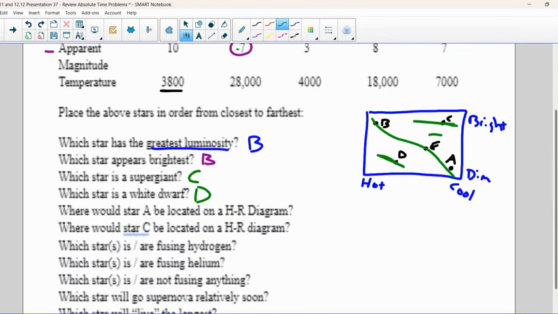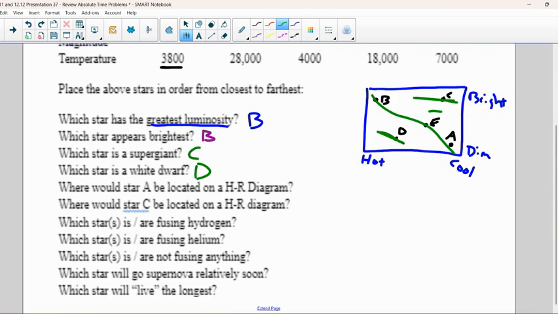Let's see. Where would star A be located on an HR diagram? So star A is down here at the bottom right. So bottom right. It's going to put BR for bottom right. Where would star C be located? Star C would be in the top right of the HR diagram. Fusing hydrogen are going to be your 3 stars that are on the main sequence. So A, B, and E.